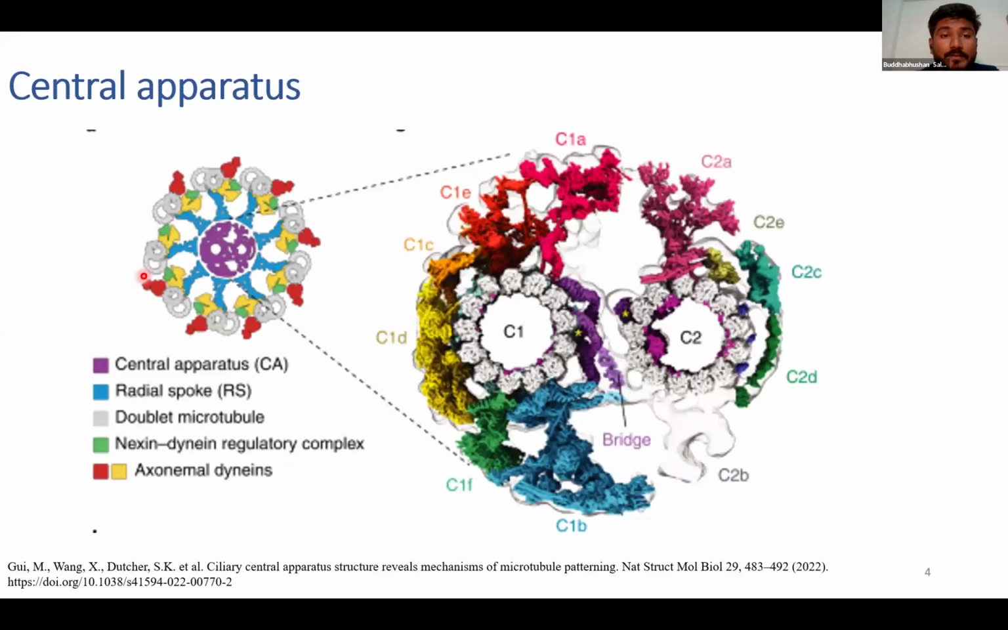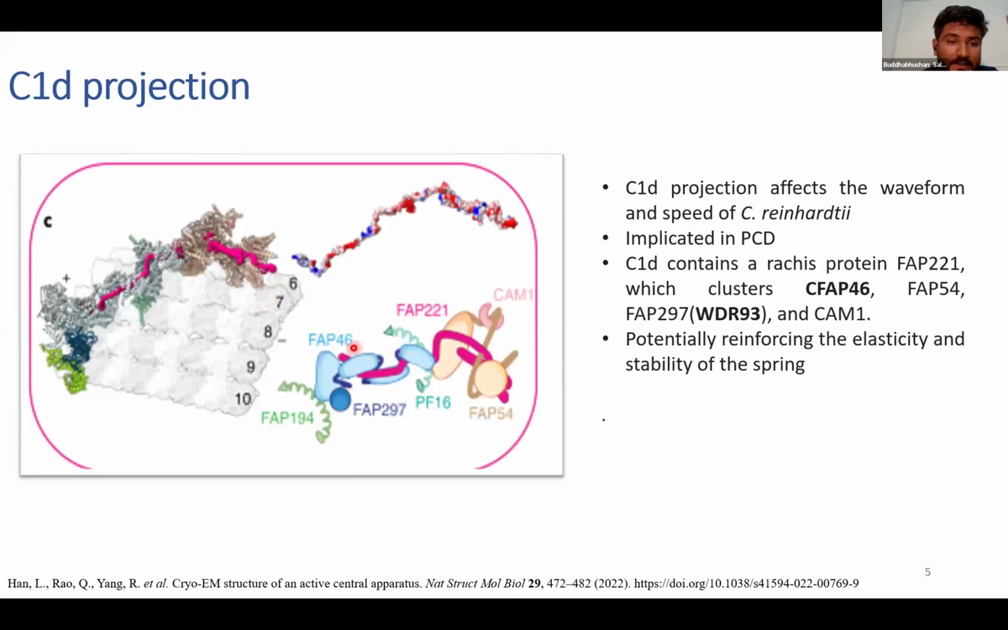Moving further, where do the genes that we are studying reside? This mucociliary clearance, the beating of cilia, is mainly achieved via the central apparatus that helps in the beating of cilia. It is made up of two asymmetric pairs of microtubules, that is C1 and C2. Each microtubule has different kinds of projections, that is C1A, C1E, C1C, C1D, C1F. The genes of interest in our study reside in this C1D. Here they are like this. FAP46 is another name for CFAP46, and FAP297 is another name for WD93.